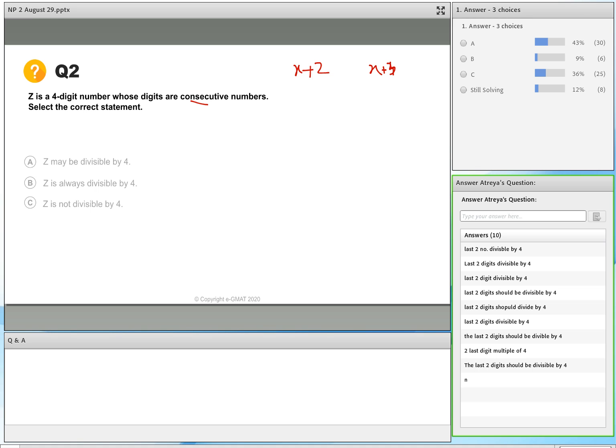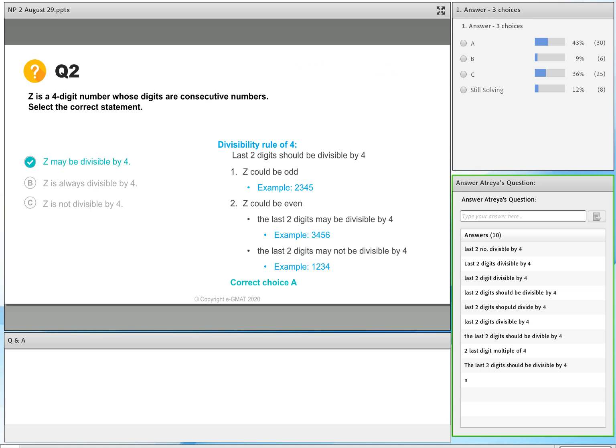Now, since this is a 4-digit number, it can either be even or odd, right? All odd numbers are definitely not divisible by 4. But there are certain even numbers, for example, 3, 4, 5, 6, which are divisible by 4, and certain even numbers, for example, 1, 2, 3, 4, which are not divisible by 4. So there are such certain numbers which essentially are divisible by 4 as well, right? And hence, the correct answer choice for this question is choice A and not choice C.